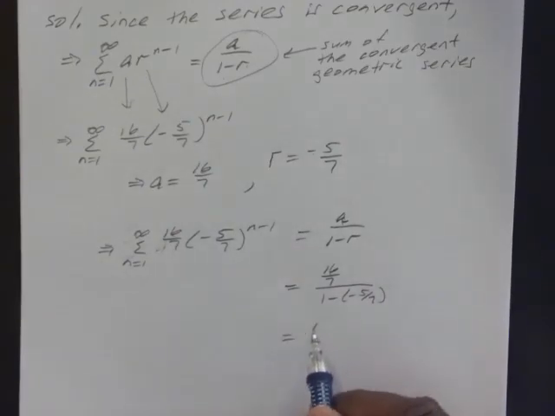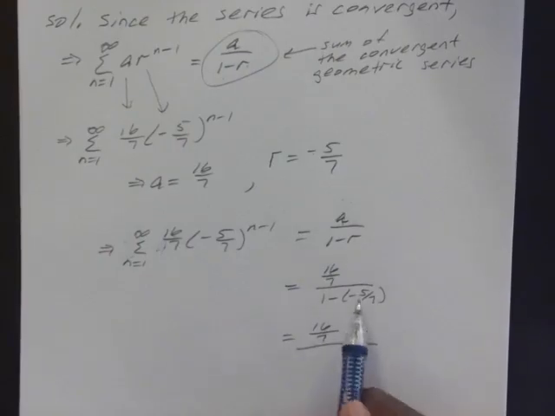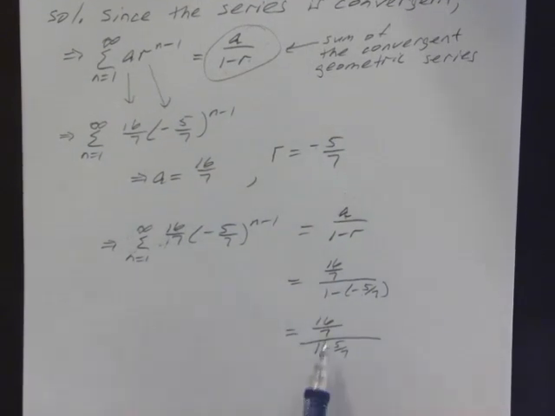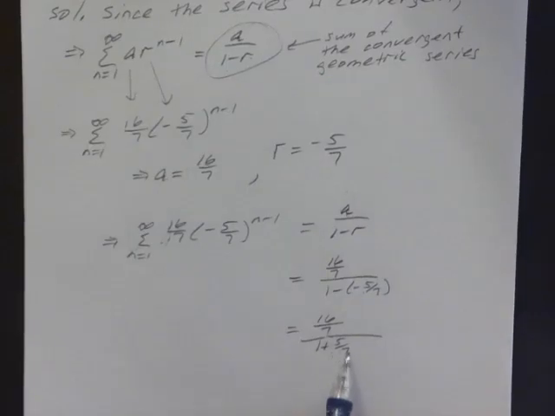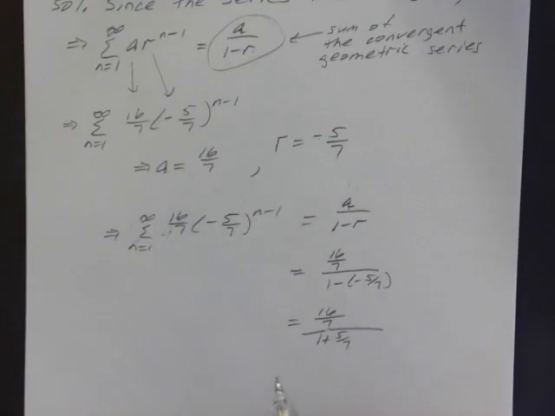Or you can simplify that to 16 over 7 divided by 1 plus 5 over 7. Or we can just make this, instead of 1, we can make that 7 over 7. So 7 over 7 plus 5 over 7 is 12 over 7. So we have 16 over 7.